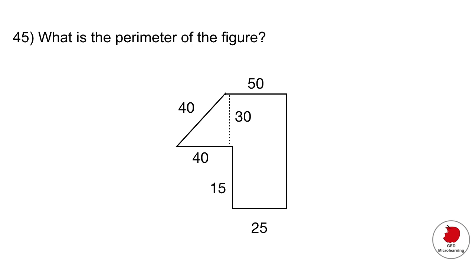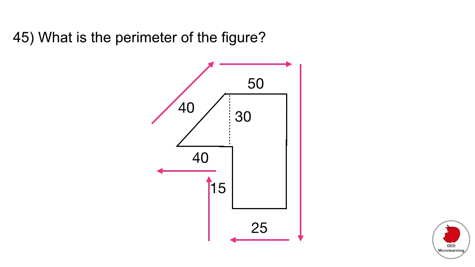Okay, so just a quick recap. Remember that the perimeter is all the length, let's say, around a figure. So this would be the perimeter, this side plus this side plus this side plus this side, okay? So all you have to do is basically add all the sides.